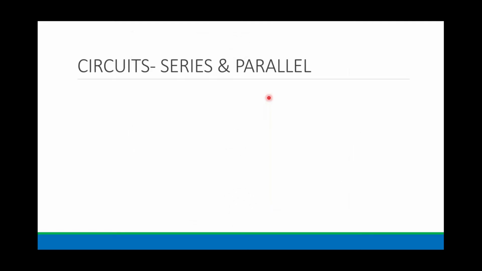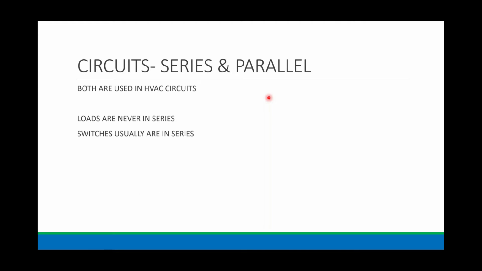Now we can start building circuits. And when we build our circuits, they're built in either what we call series or parallel. And they're both used in our HVAC circuits. Your loads are never in series. They're never wired one after the other. But your switches usually are wired in series.